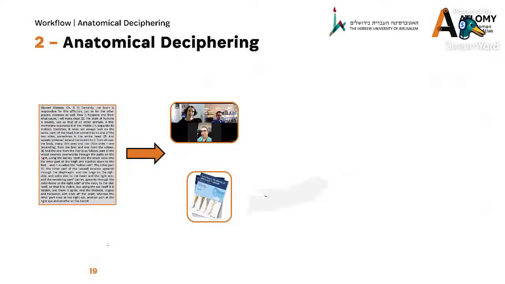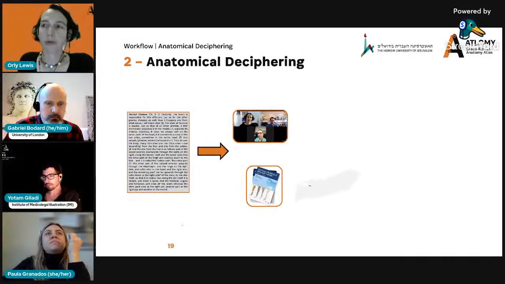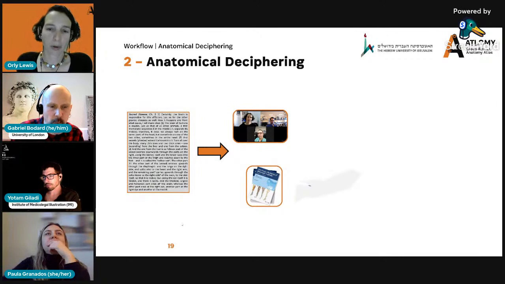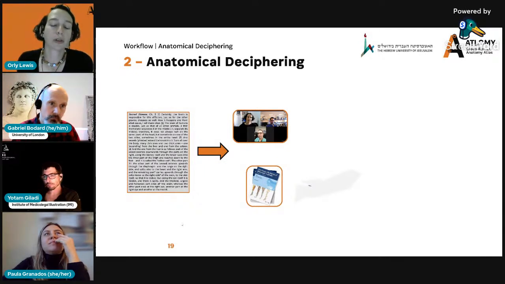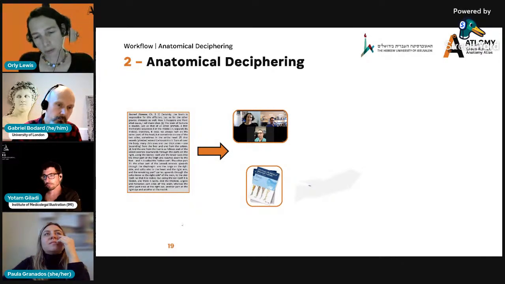Once we have this translated and text, we can move to the anatomical deciphering, which we do together with our anatomical experts. Most of them are from the veterinary field, as I said, because this is what our authors are looking at, and this is what their descriptions are based on. We do this through discussions.